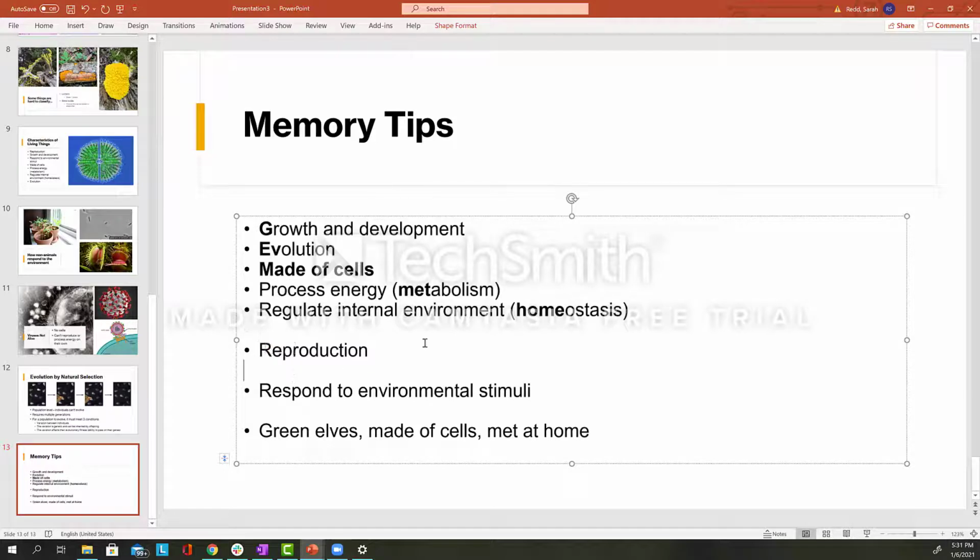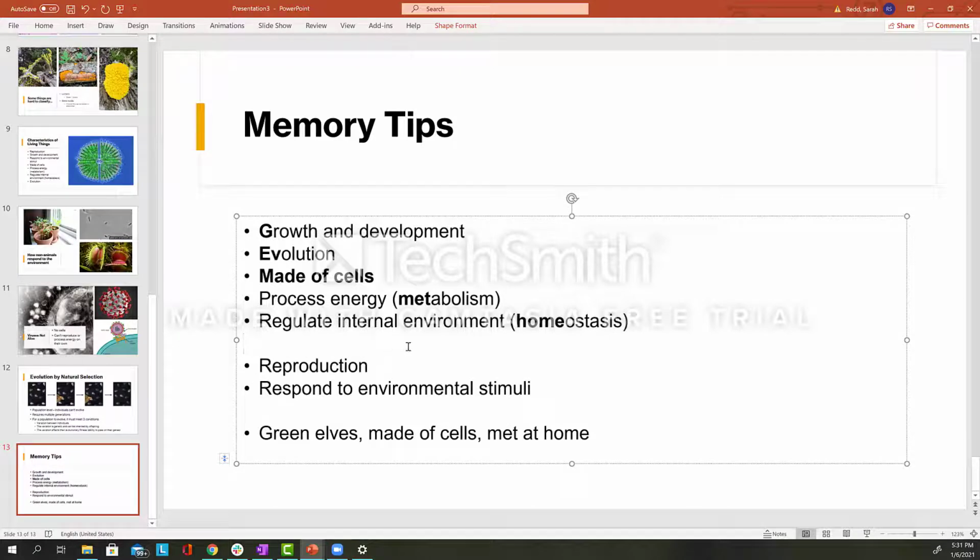And then I had these other two left, reproduction and responding to the environment. So that's two R's, so I could say for R and R, because people call that rest and recreation is what R and R stands for. It's like a slang term. This helped me to remember it, and then I could say green elves made of cells met at home for R and R.